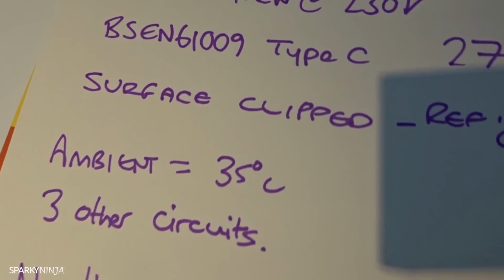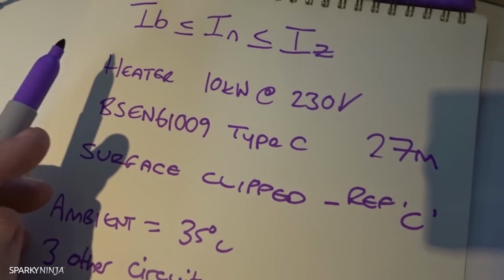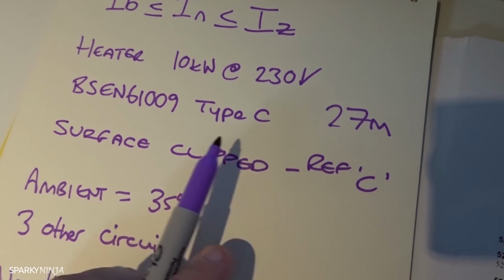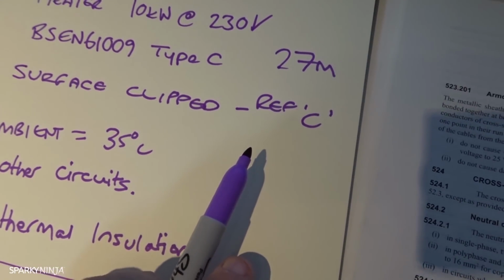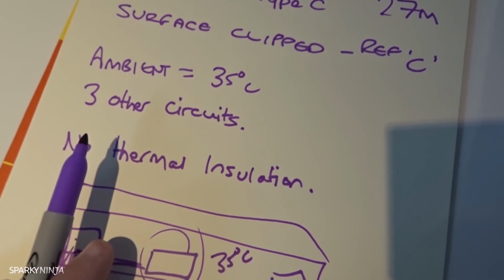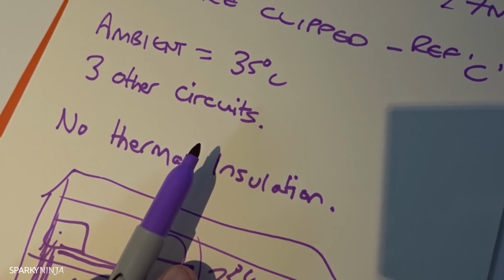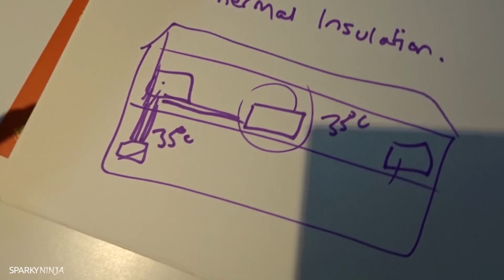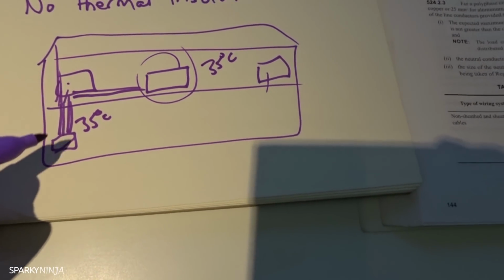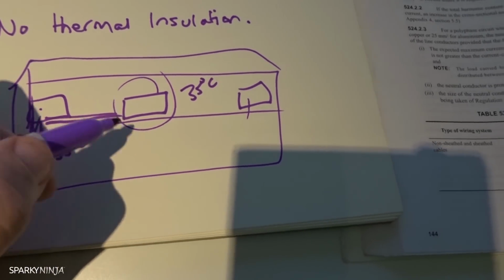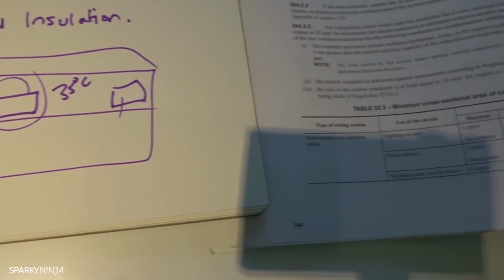Okay, so quickly, we've got a heater at 10 kilowatts at 230 volts, RCBO type C, surface clipped, reference method C, 27 meter run. We have an ambient temperature of 35 degrees C, 3 other circuits in the group, no thermal insulation on the route, and that's just a quick layout so you can see what I'm thinking. Board, 4 cables, there's ours plus 3 others, and then it's installed there, and that's about 27 meters there. Great. Let's take that off.